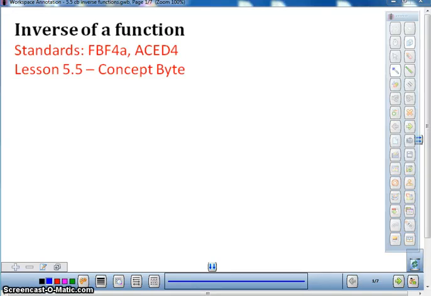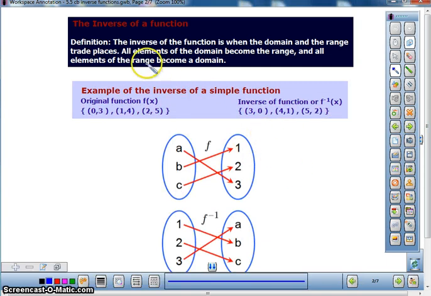As we look at inverse functions, this is concept 5.5b that we are talking about. What is an inverse function? Well, the definition of an inverse function is when the domain and the range trade places. All elements of the domain become the range, and all elements of the range become the domain.